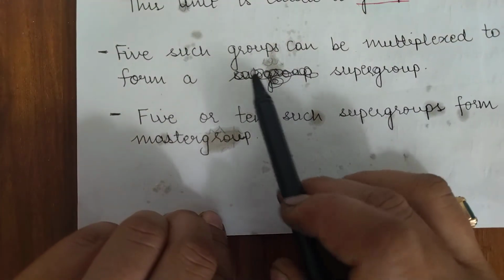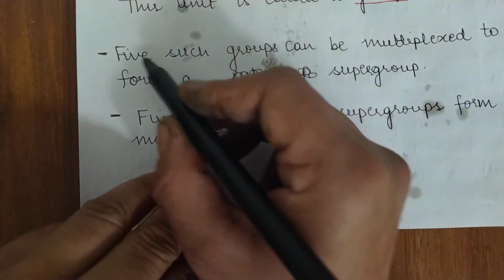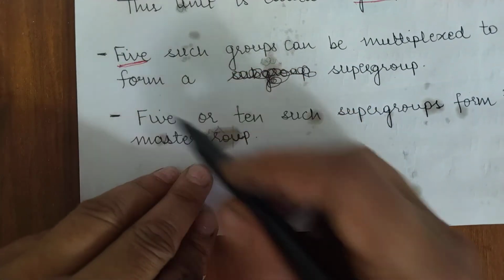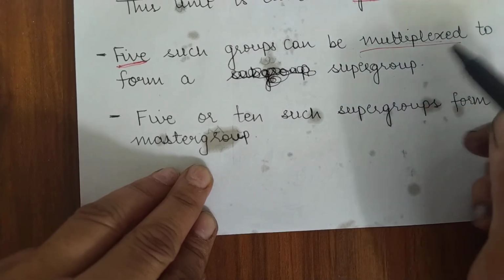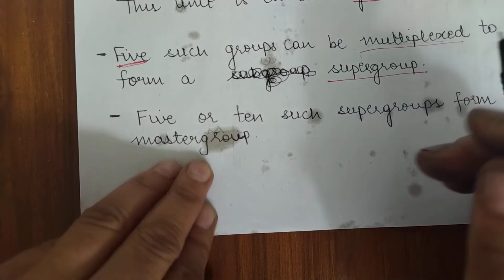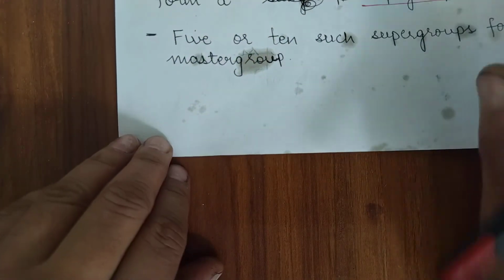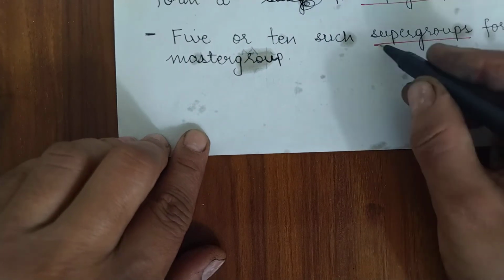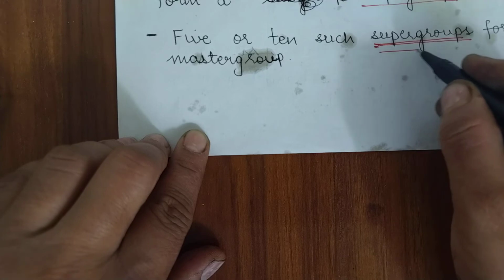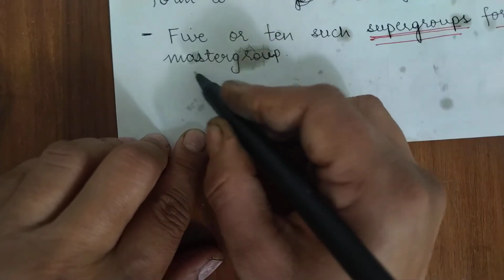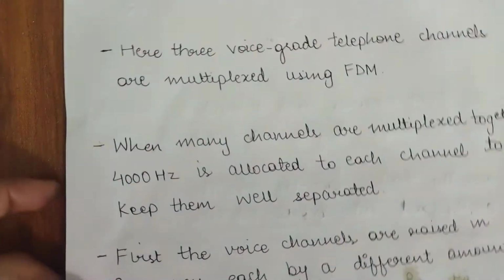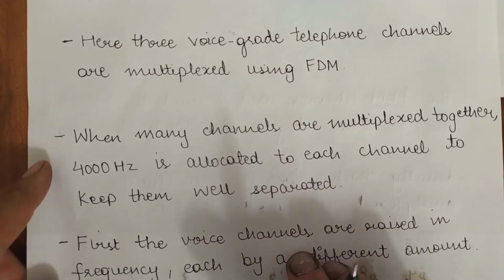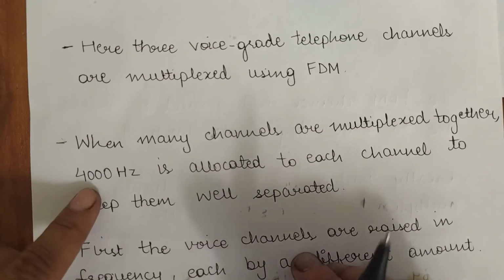And 5 such groups can be multiplexed. 5 such groups of 12 channels each can be multiplexed, and when they are multiplexed together they are called a super group. And 5 or 10 such super groups when combined together form the master group. So this is basically how different channels are multiplexed.